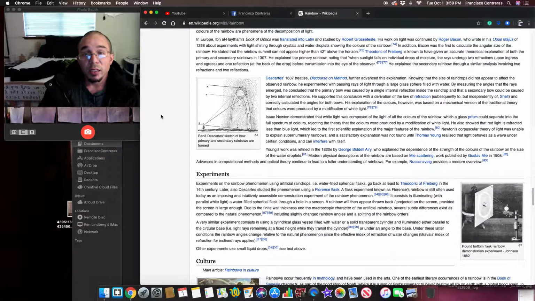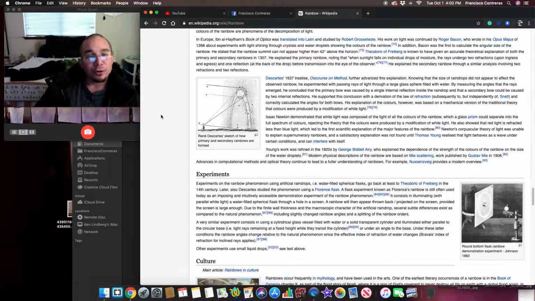In Europe, Ibn al-Haytham's Book of Optics was translated into Latin and studied by Robert Grosseteste. His work on light was continued by Roger Bacon, who wrote in his Opus Majus of 1268 about experiments with light shining through crystals and water droplets, showing the colors of the rainbow. In addition, Bacon was the first to calculate the angular size of the rainbow. He stated that the rainbow cannot appear higher than 42 degrees above the horizon.